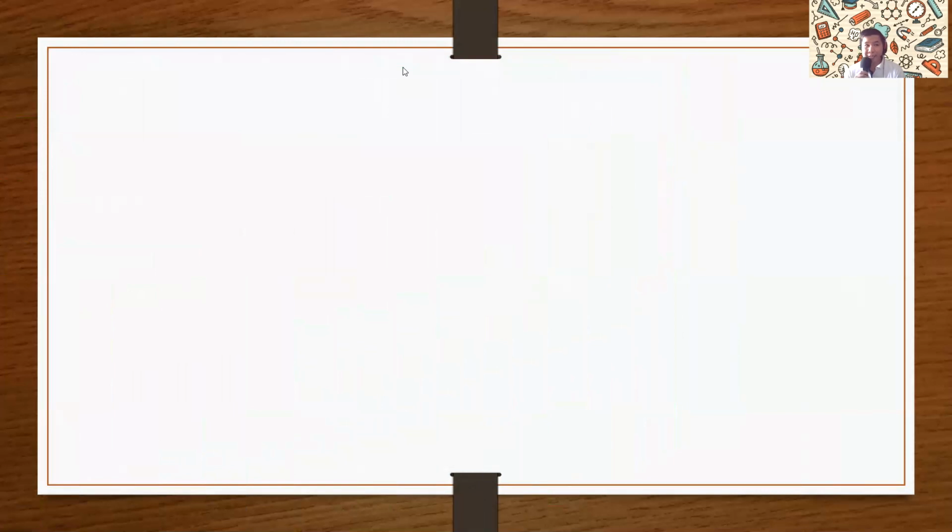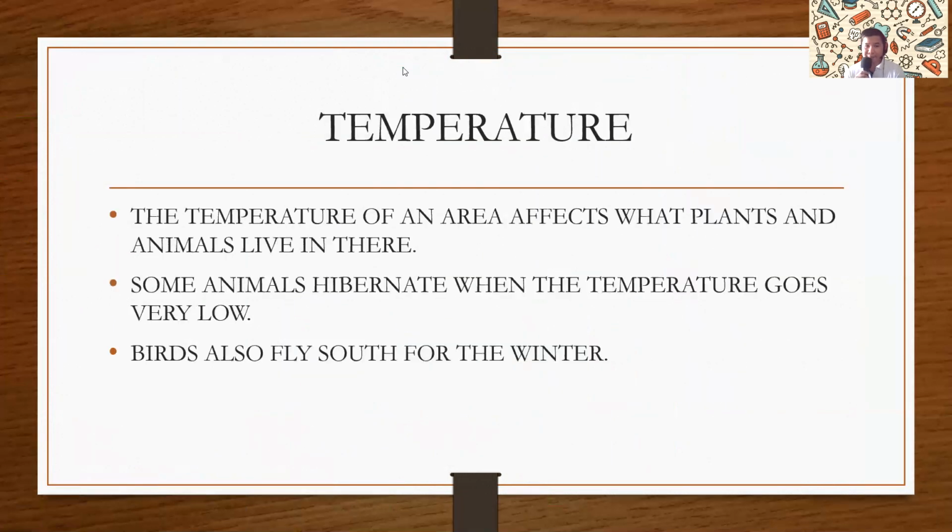So if an area has too much carbon dioxide, you need to plant more trees there because the trees will thrive, or live better, in an area with too much carbon dioxide.